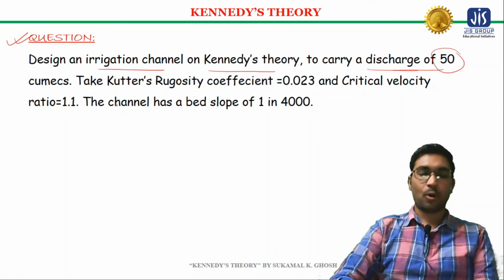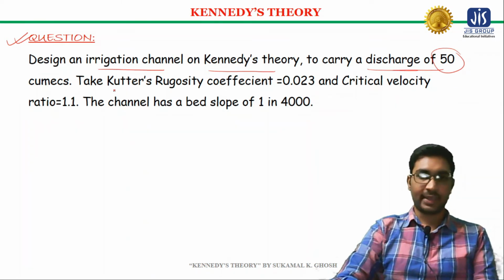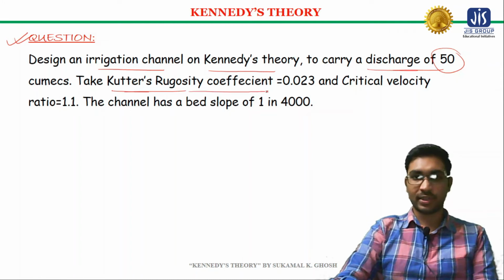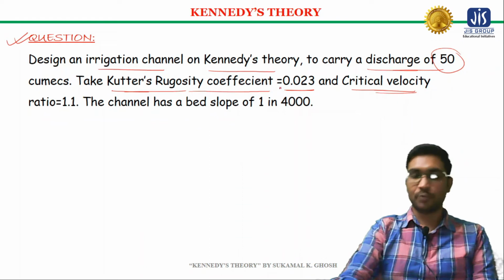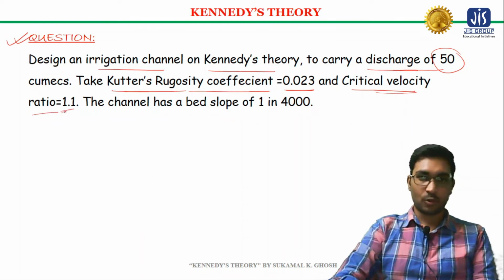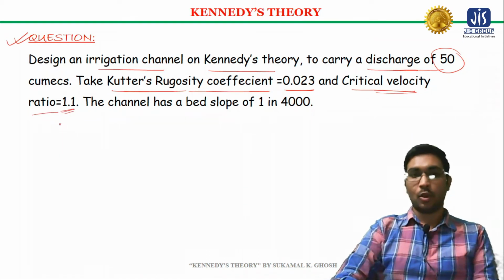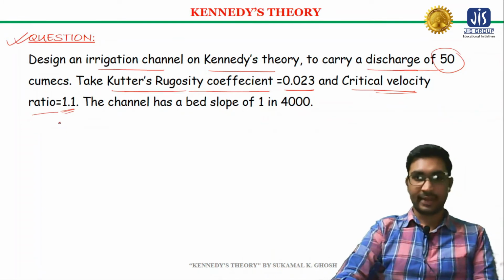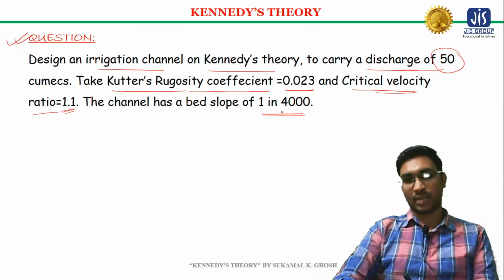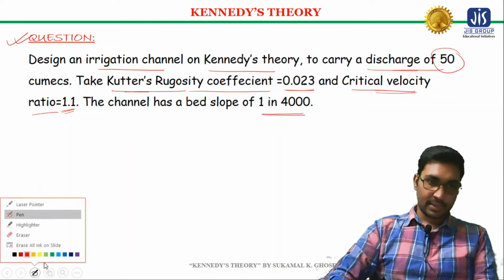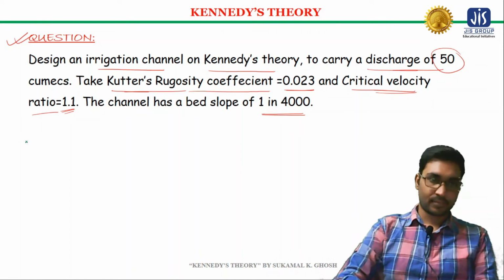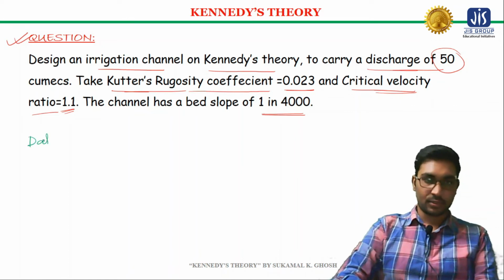The problem also asks us to take Coulter's rugosity coefficient as 0.023 and the critical velocity ratio as 1.1. Also, it is given that the bed slope of the channel is 1 in 4000. So, let me write here the data which are given.